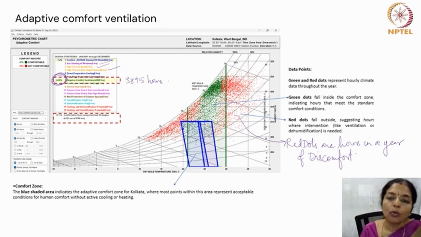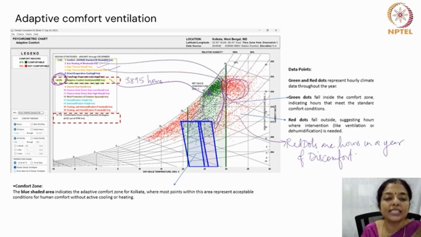So only here there is comfort because I have followed the evaporative cooling, adaptive comfort ventilation. I have followed. Therefore, this alone is green. If we want to make this red as green, we have to follow some of these strategies.